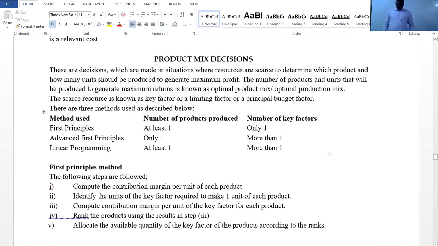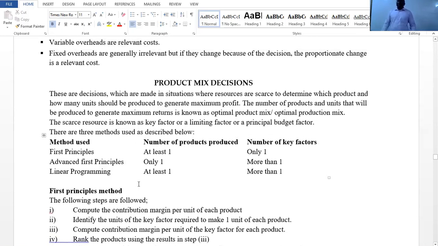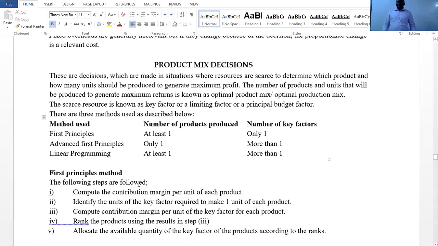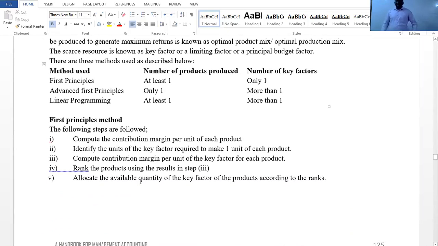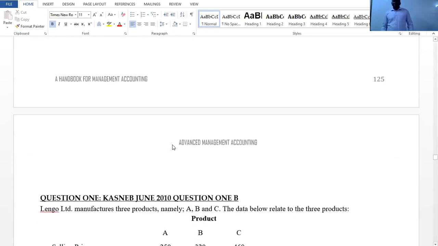Now, let's look at first principles. As we have said, it is where we can produce more than one product, and we are only faced with one key factor. So the following steps are followed. Number one, we compute the contribution margin per unit of each product. Number two, we identify the units of the key factor required to make 1 unit of each product. Then we compute the contribution margin per unit of the key factor for each product. Then we rank the products using the results in step 3. And then we allocate the available quantity of the key factor to the products according to the ranking. So that is how we go about it.